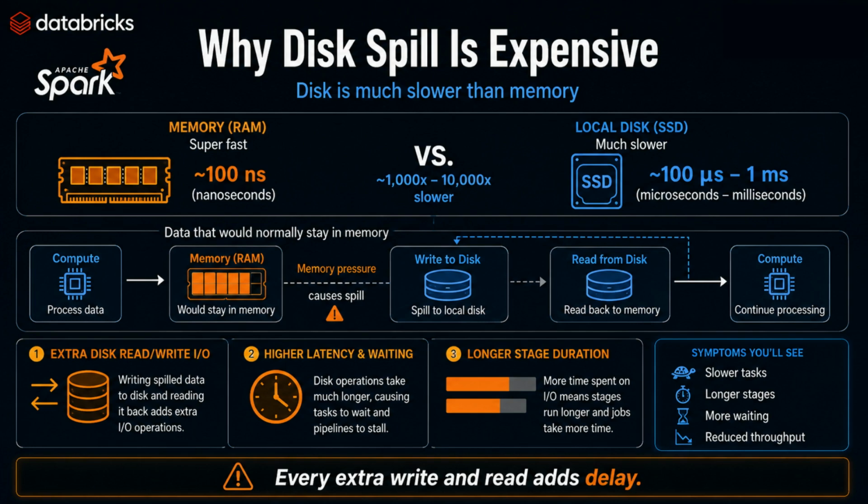Disk spill is expensive because disk is much slower than memory. Data that could normally stay in RAM must be written to local disk, then read back later before processing can continue. Every extra write and read adds delay. This creates more input and output operations, more waiting time, and longer stage duration. In Spark, this usually appears as slower tasks, longer stages, more waiting, and reduced throughput. Even if the job finishes successfully, it may cost more because the cluster runs longer. That is why disk spill should not be ignored. Every extra write and read adds delay, and enough delay becomes a serious performance bottleneck.